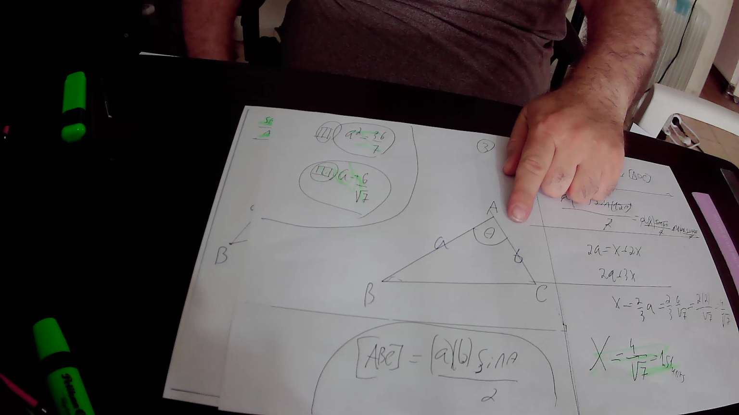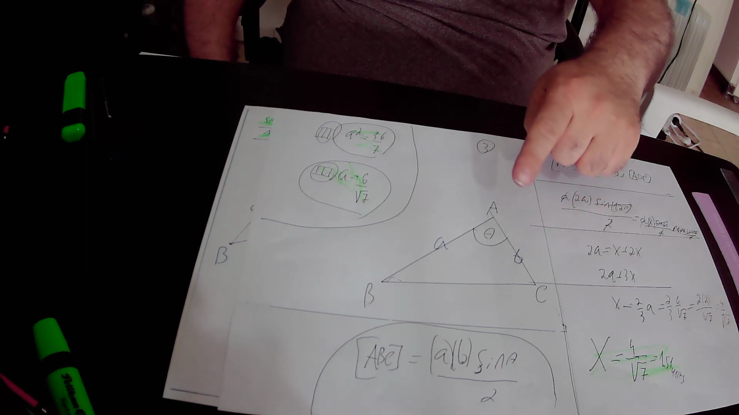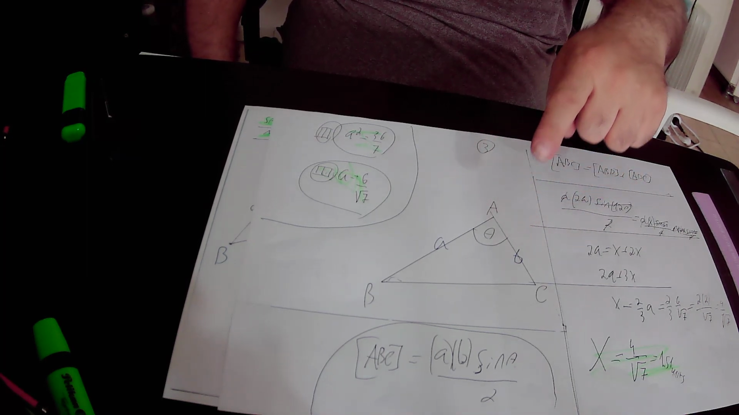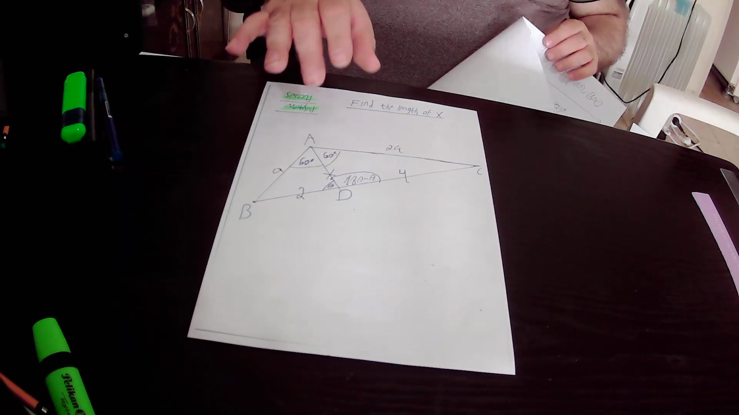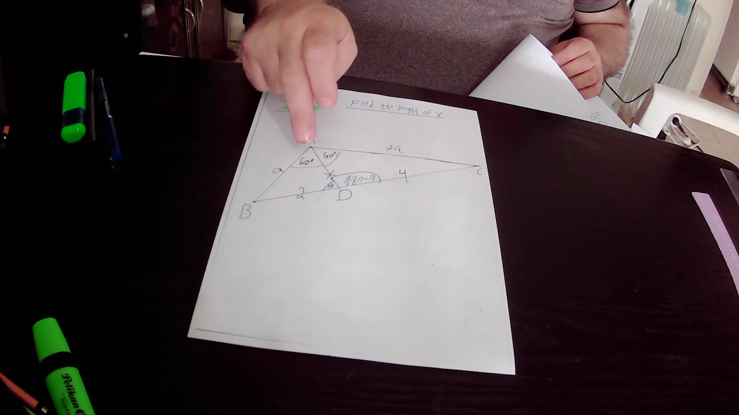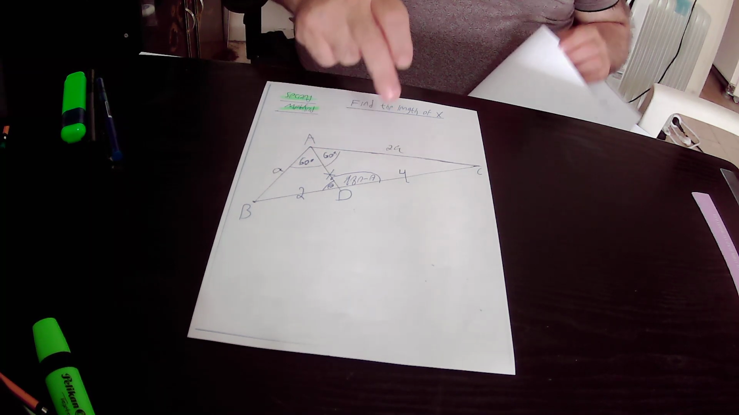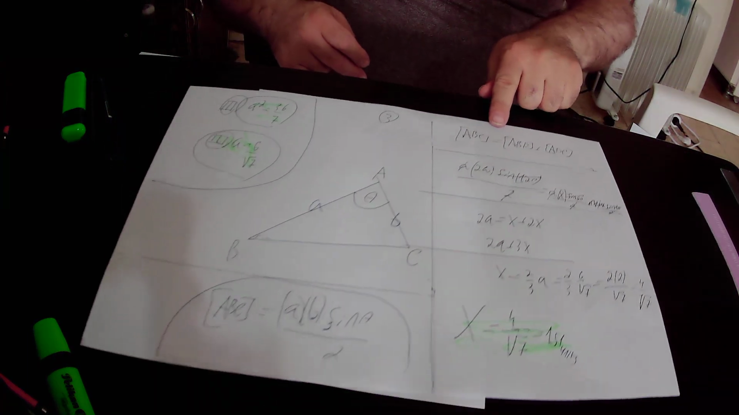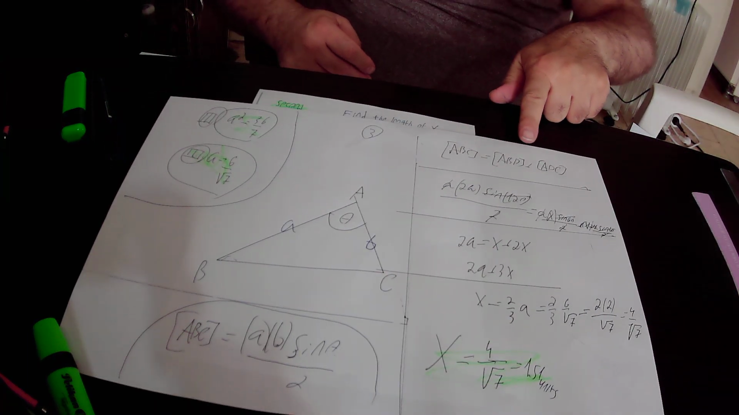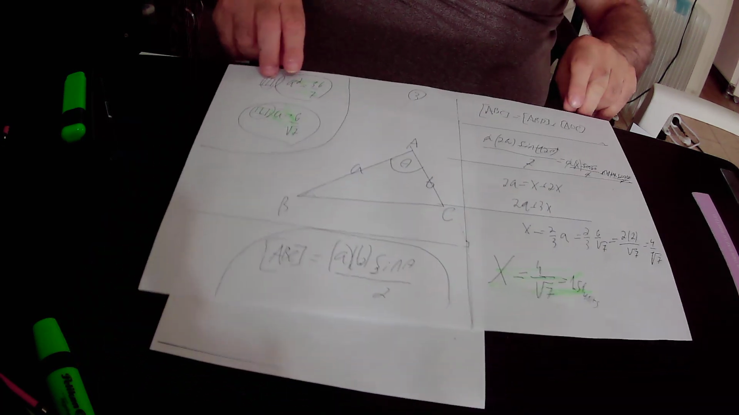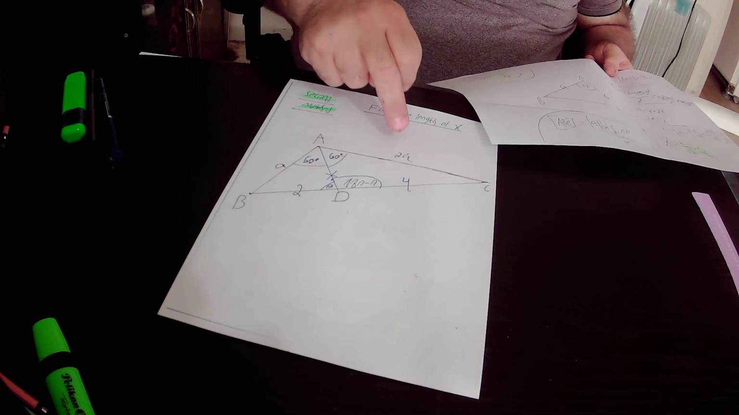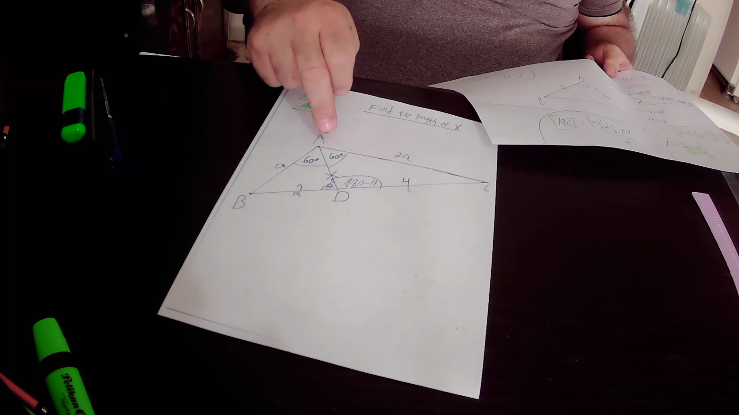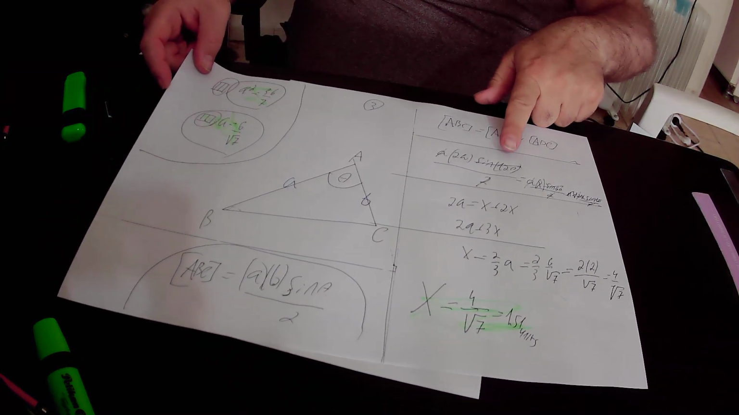Then I presented to you a new formula to find out the area of any triangle. The area of triangle ABC will be equal to A times B times sine theta over 2. Then, in our problem, we know that the area of triangle ABC equals the area of triangle ABD plus the area of triangle ADC. The area of triangle ABC, according to the formula, will be equal to A times 2A times sine 120 degrees over 2.